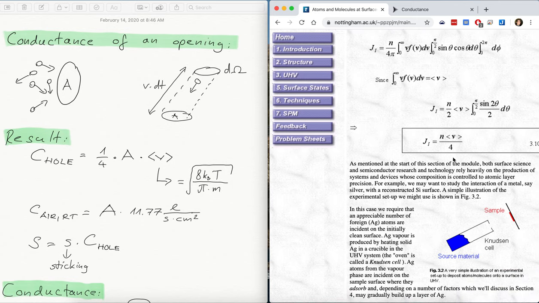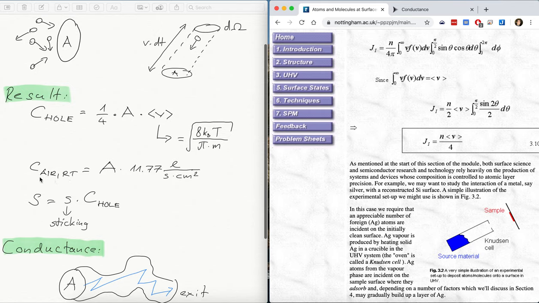And the result is expressed as an impingement rate, and in our case expressed as conductance, is that the conductance of any shape of opening is 1/4 times the surface of the opening, times the average molecule speed. And the average molecule speed is an integration over the Maxwell-Boltzmann speed distribution. It depends on the temperature of the gas and the mass of the gas. So if you know the temperature and the mass, then you can actually calculate the conductance of a hole.